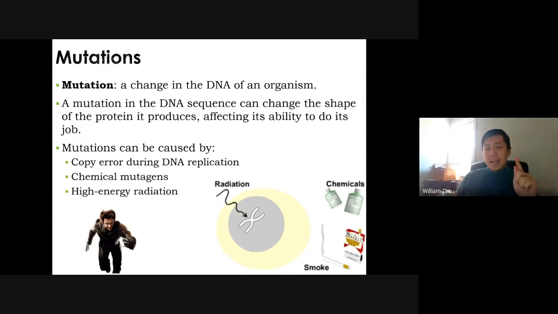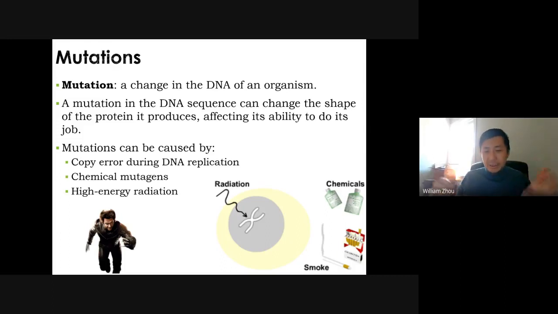Last thing is high energy radiation. If you go get an X-ray, notice that the doctors give you a piece of lead. If you're a boy, they give you a piece of lead to put in front of your crotch, so that the X-ray does not get to your crotch, because if it does, it will change the DNA inside of your sperm. And should you have kids, well, that's not going to be good.